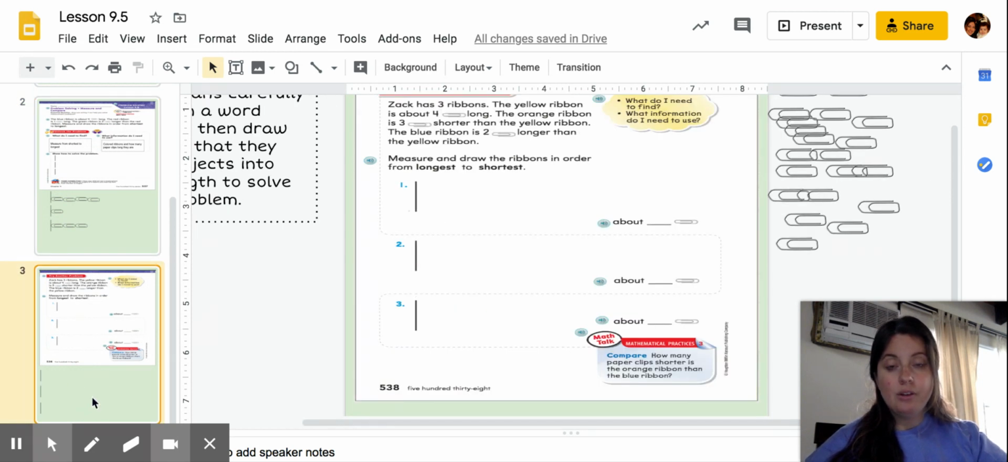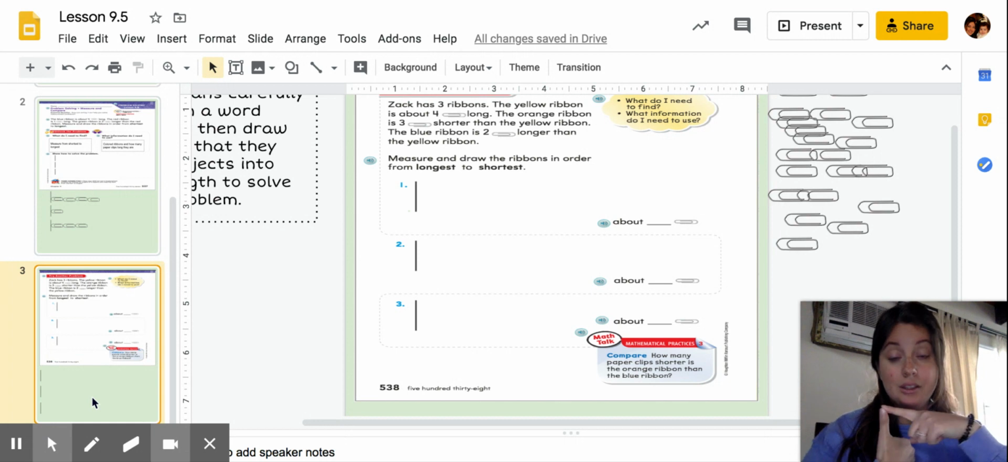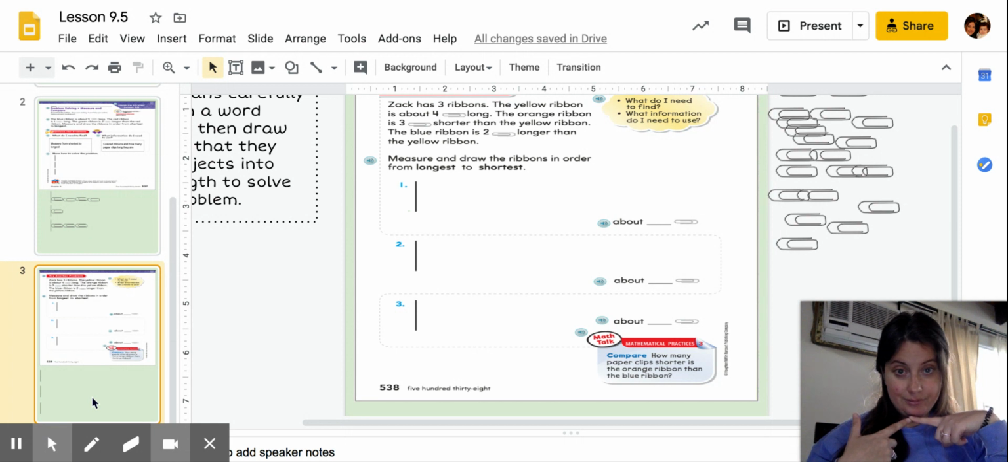Okay, so our first step is going to be to read the whole thing. Our second step is going to be to reread each sentence at a time and draw. And then we will put them into order. All right.